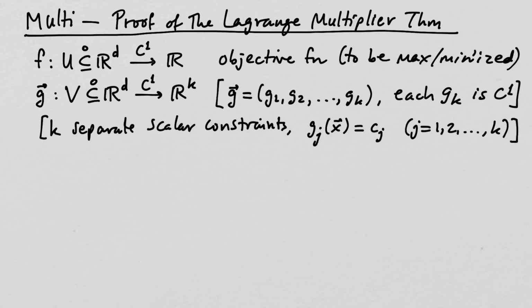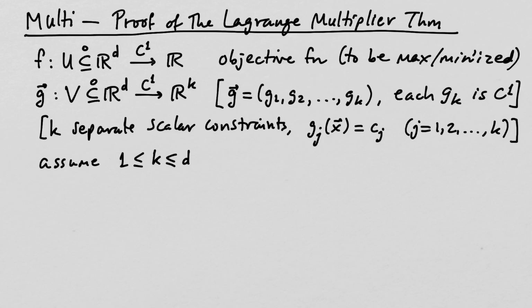But how many constraints are we allowed to have? We're going to assume that we have at least one constraint, otherwise the theorem would not be necessary if we had 0 constraints. It would just be a standard optimization problem. We know how to do optimization with no constraints, so k equals 0 is irrelevant. But we do want to limit k to be at most d, because if we have too many constraints, then it's going to be very difficult, if not impossible, to get all those constraints satisfied simultaneously. So the set of points that satisfy all those constraints simultaneously will be empty.